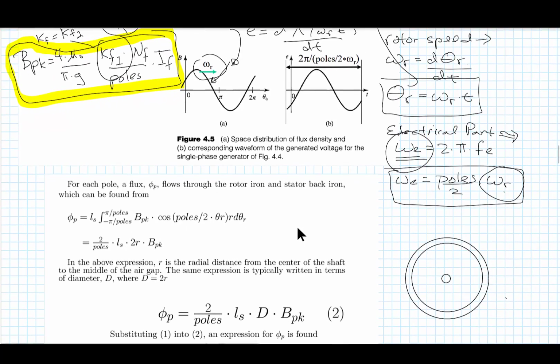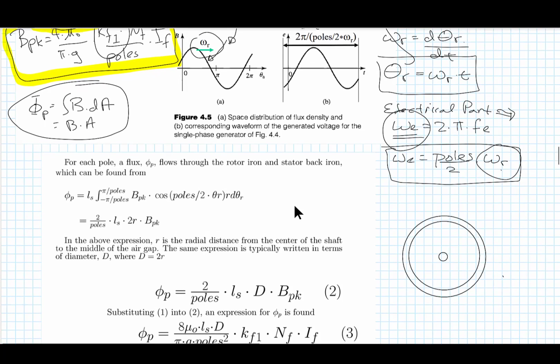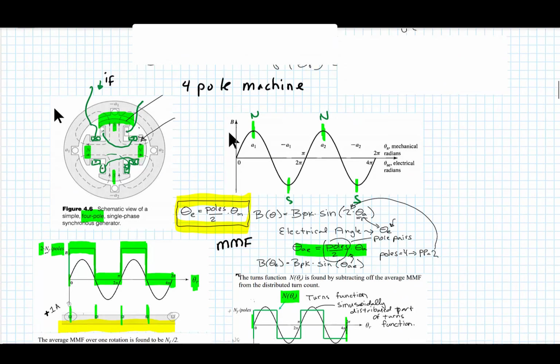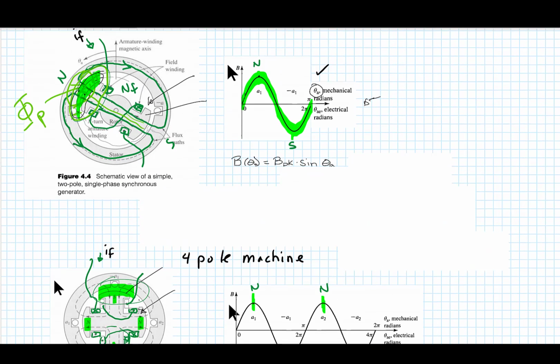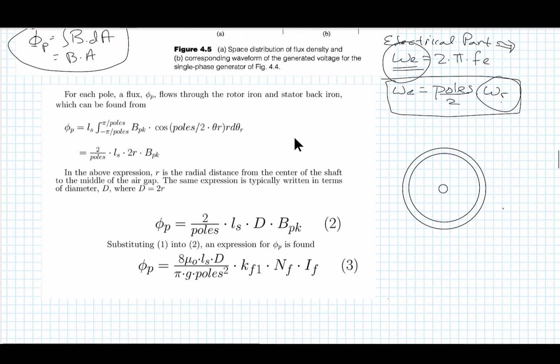If we want to find the flux that is crossing the air gap under each pole, then all we need to do is integrate the flux density over the area that flux would be crossing to get to this expression here. It's going to be one number. Again, what are we really doing? We're going to be performing an integration over this area here or this area here to find that number. And we're integrating over one pole pitch.